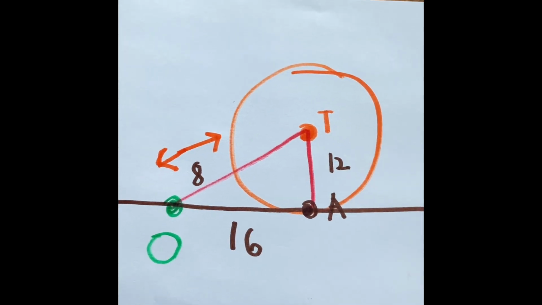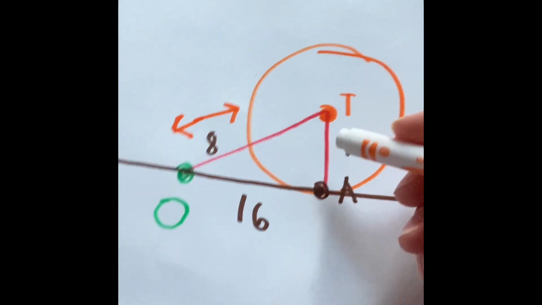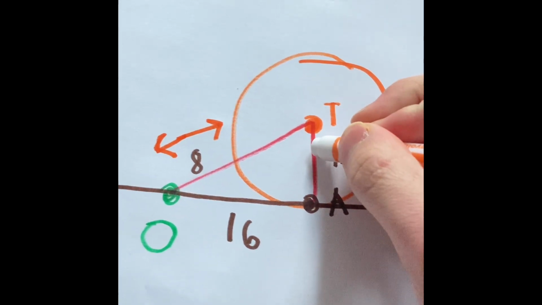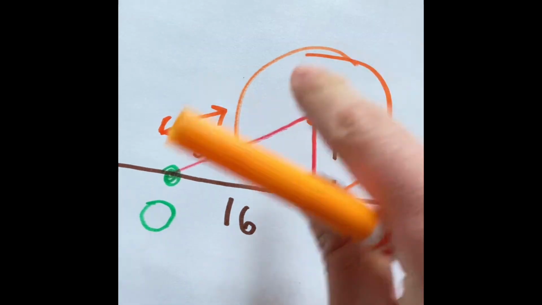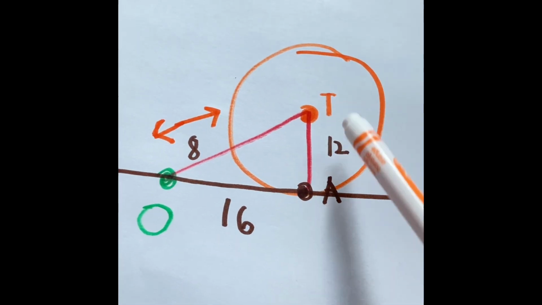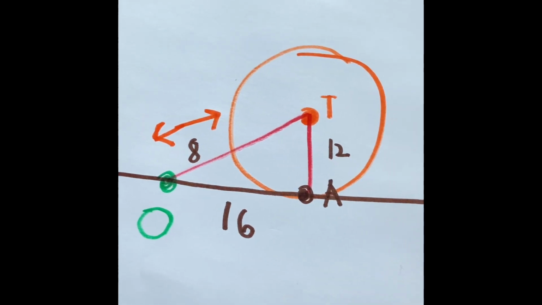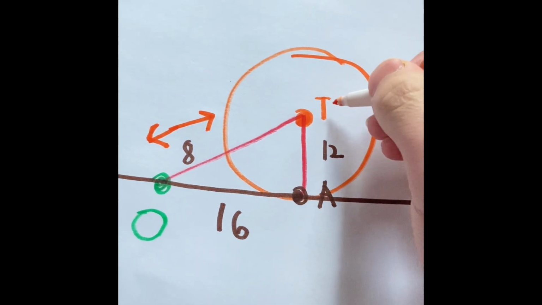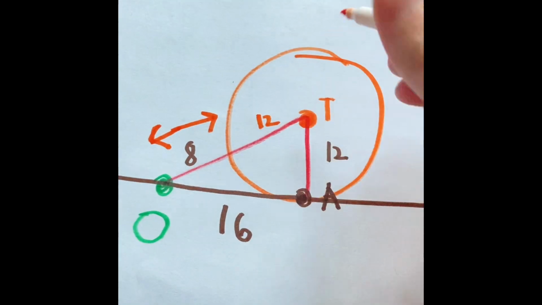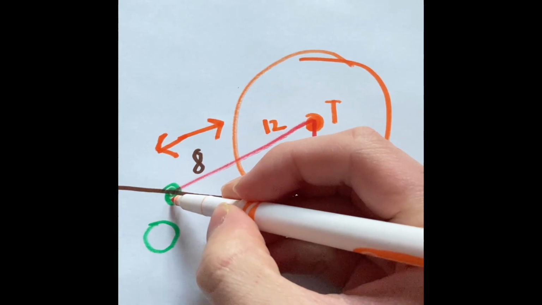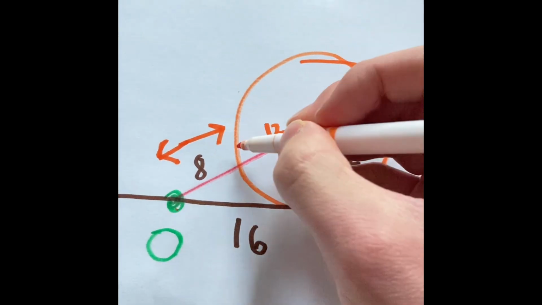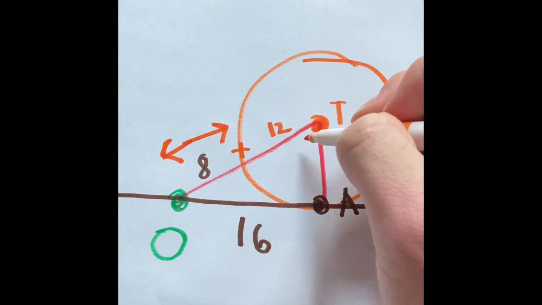So the first thing we can say is when we abstract, we can move that 12, grab the radius, and rotate it somewhere to match this line. We can say that the distance from T to A is congruent to the distance from T to that circumference. So we're going to say 12 right there. From point O to point T, we have 8 plus 12 because that makes the hypotenuse.